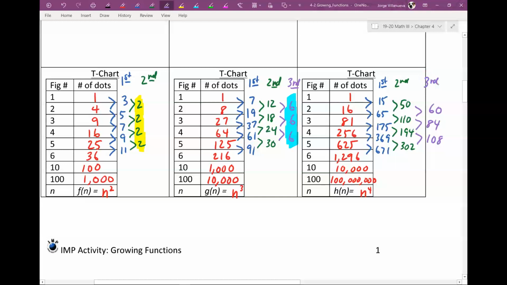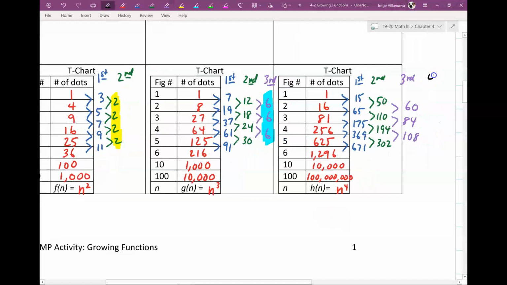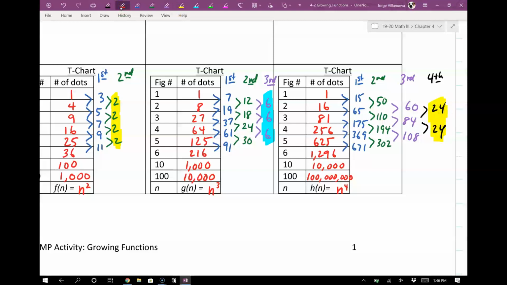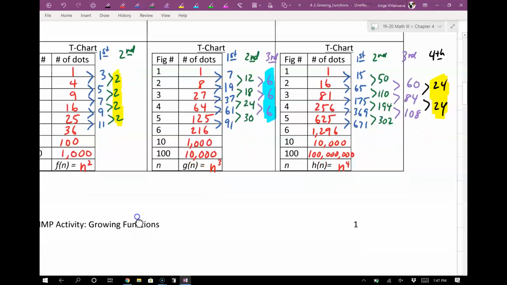That means I got to do it 4 times, right? So here we go. Last one. 4th. Well, 84 minus 60 is 24, and 108 minus 84 is 24. Now we got to match. So it happens on the 4th stage, because it's a 4th degree polynomial, right? 3rd degree polynomial happens on the 3rd stage. 2nd degree polynomial happens on the 2nd one, right? Linear functions, or you can call them 1st degree, happens right away.